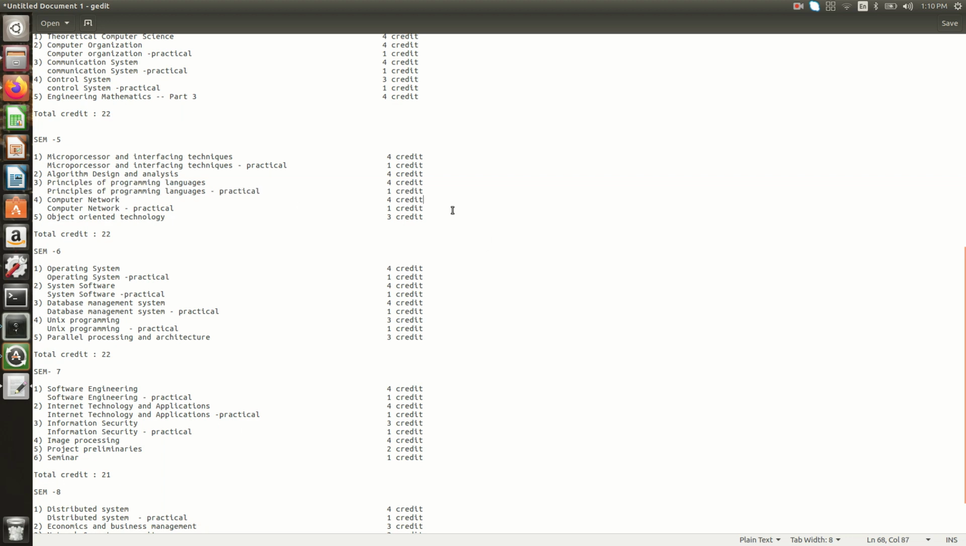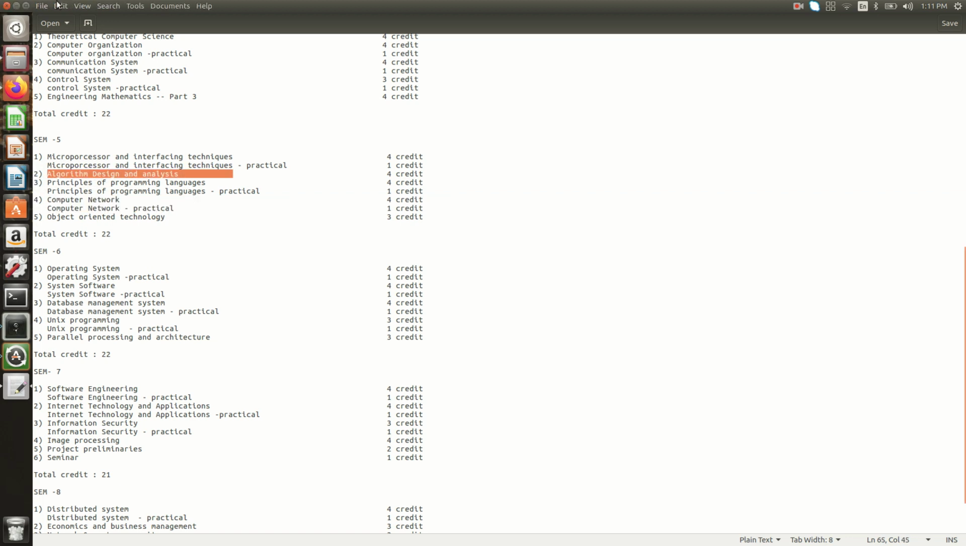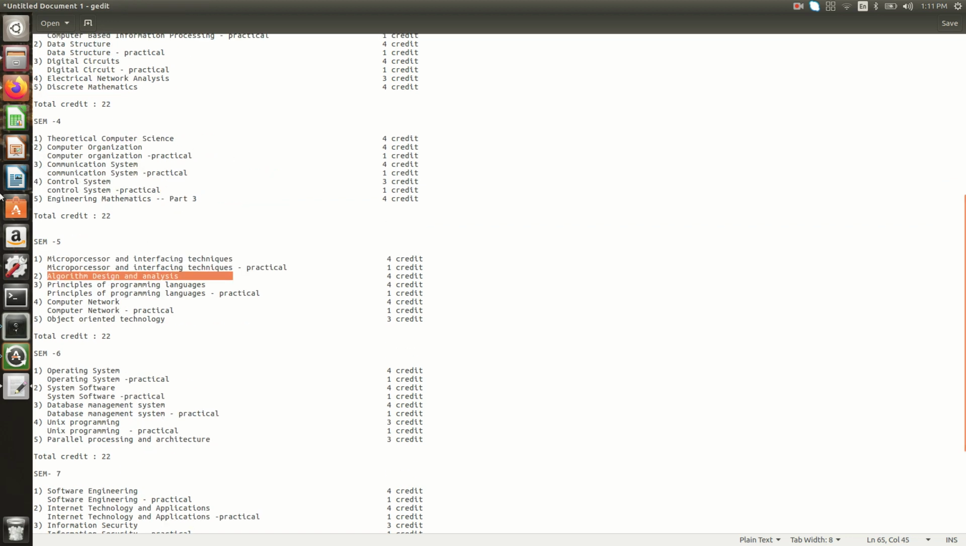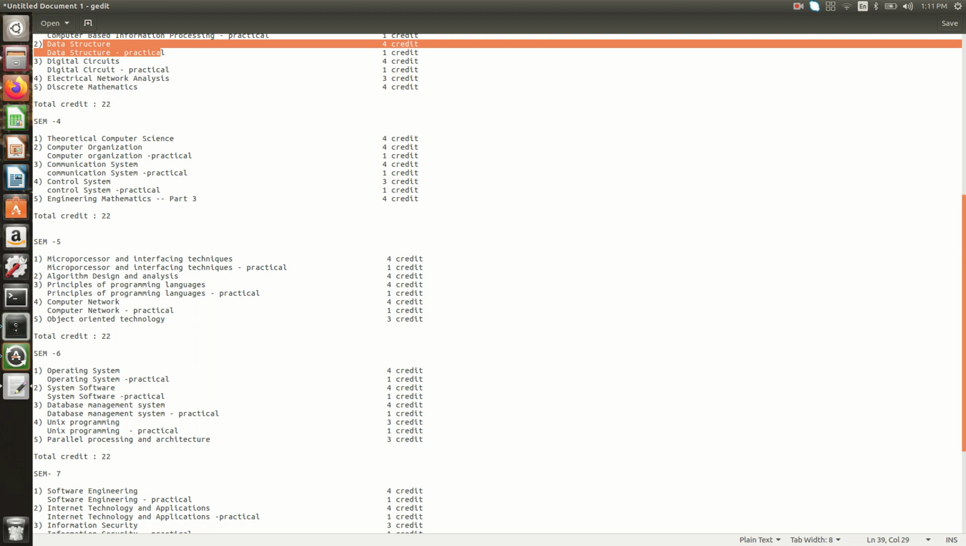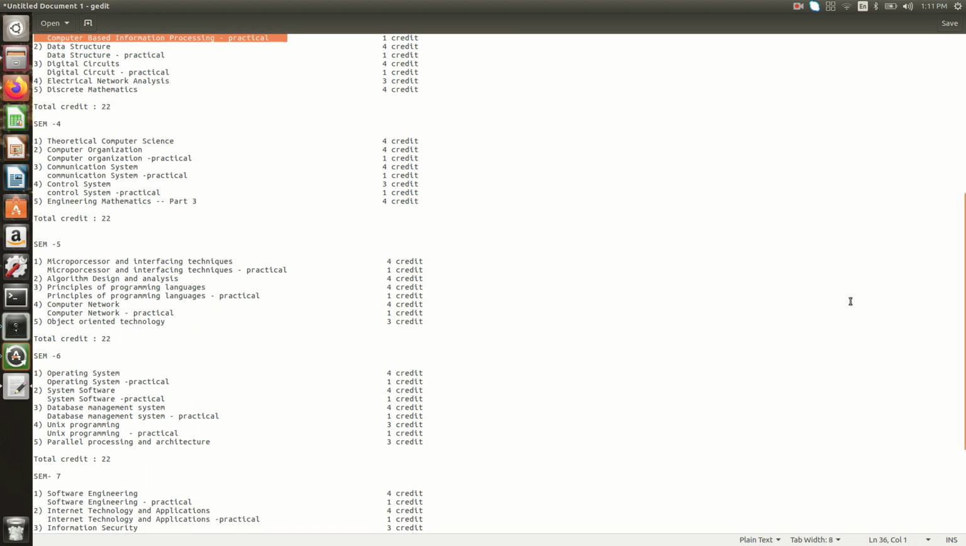And practical 1 credit. If you are concerned about your placements, then computer networks, algorithm design and analysis, and your DSA, data structures and algorithms, these are the most basic, most important subjects. And also database, this is your computer based information processing, database management system. The name of the subject is like that.